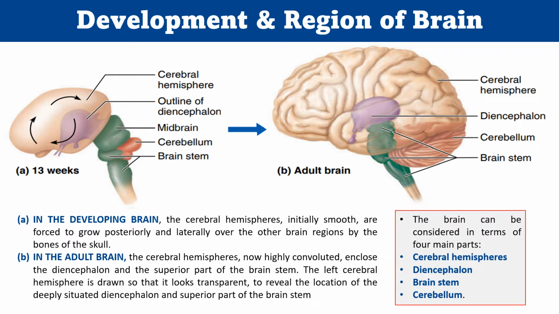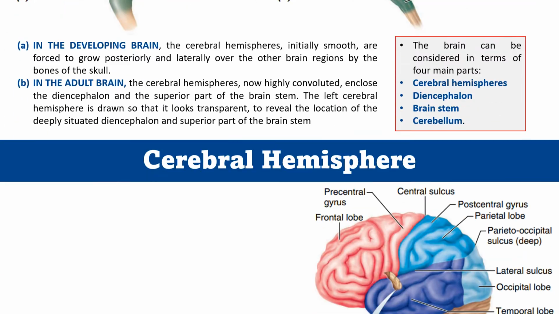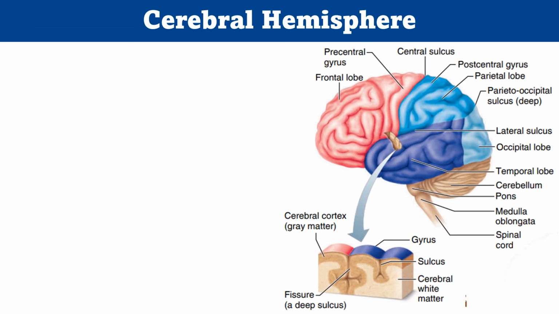The brain can be considered in terms of four main parts. The four main parts of the brain are the cerebral hemispheres, diencephalon, brain stem, and cerebellum. Starting with the cerebral hemispheres.